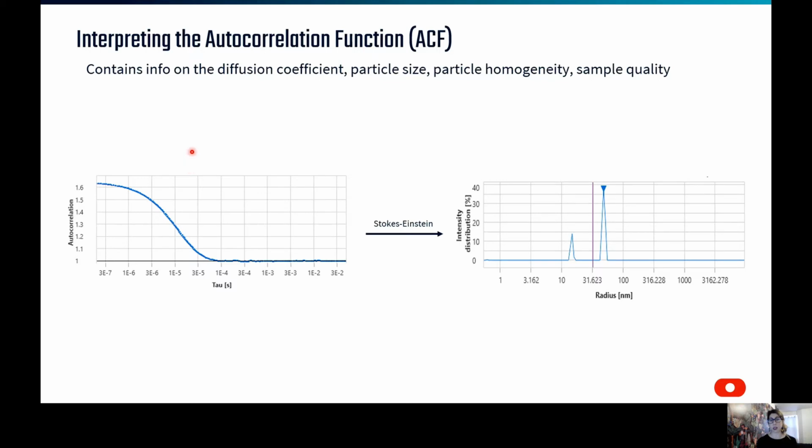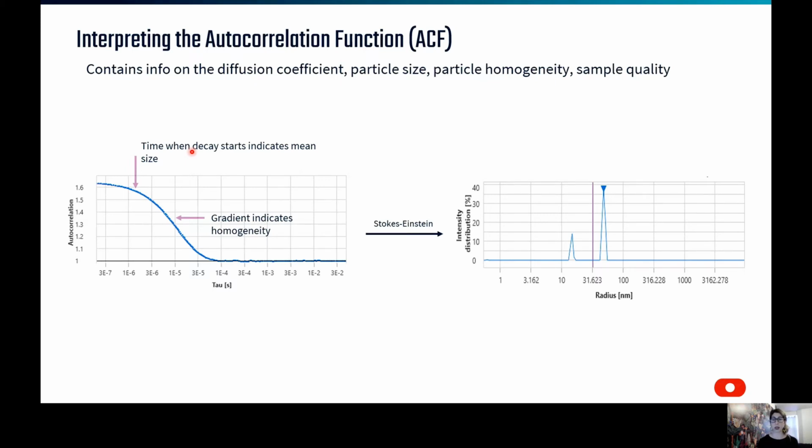The autocorrelation function not only elucidates the mean size of a particle determined from the time that the decay starts, but also its homogeneity indicated by the gradient of the decay. And the ACF is also going to provide information and clues to the sample quality, so whether or not the data is good enough to do a reliable analysis.